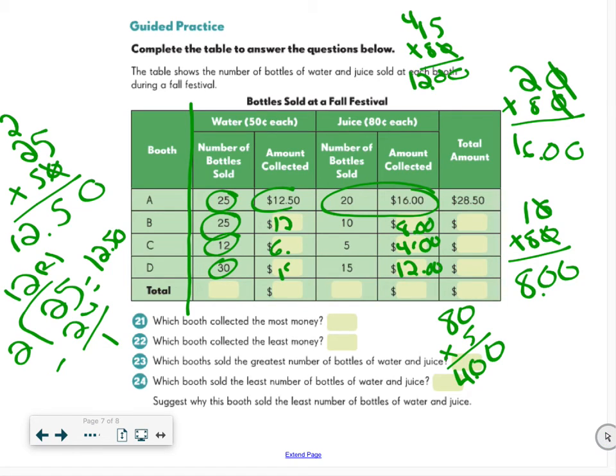Basically, what you have to think about is how much each thing is worth and what you can do to figure out. If I have 20 and they're 80 cents each, you have to realize you are multiplying, okay? And then you have to be able to answer the questions based off of that. It's really tricky because if you do your math wrong, then these questions are going to be wrong because your information is wrong. So you have to take your information and answer the questions based on what you've done.